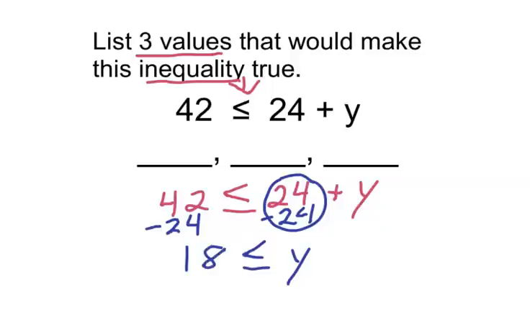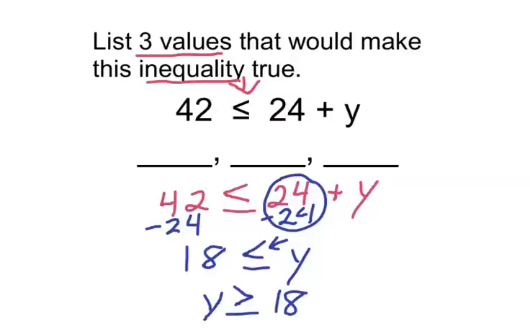So now it's 18 is less than or equal to y. I like to always put the variable first. I think it just makes more sense when you're saying it out loud or in your head. Either one works. Okay, so you have to change it so that the wide part is still facing the y. So now if I say it, it's going to be y is greater than or equal to 18.